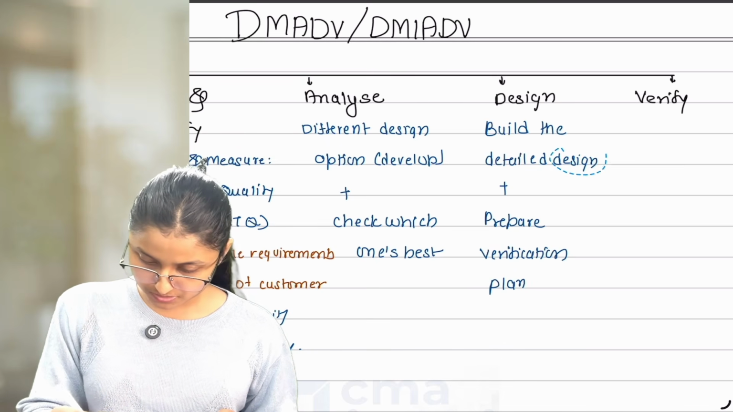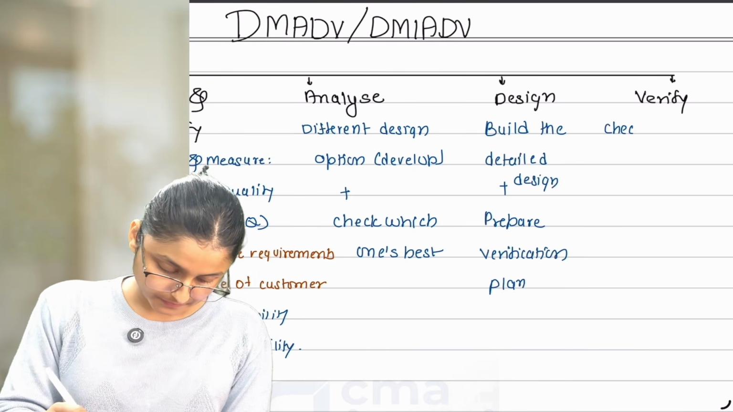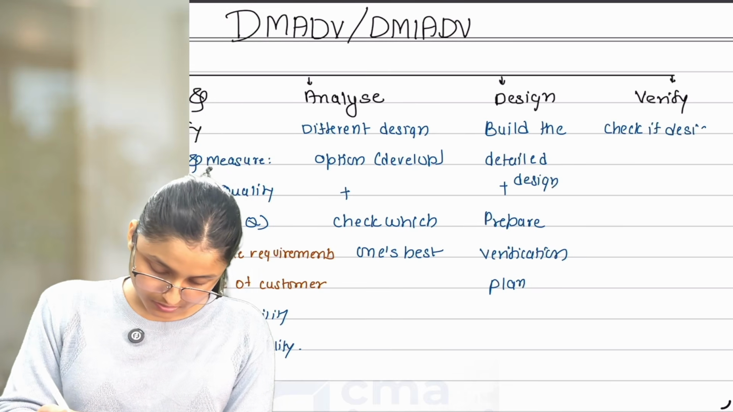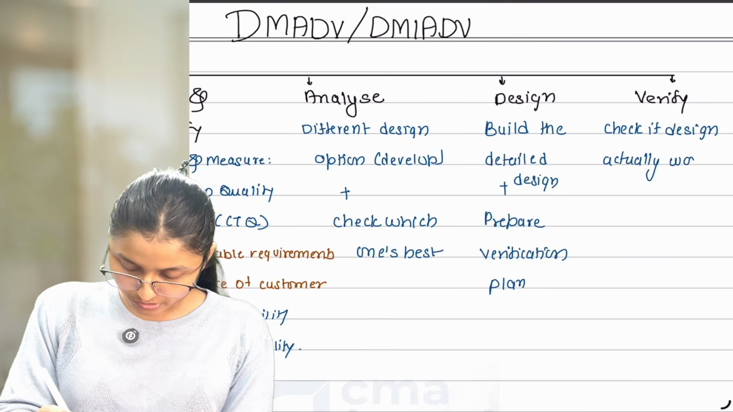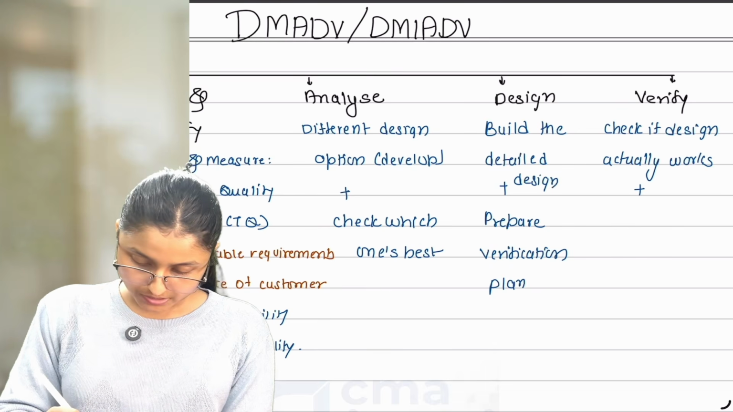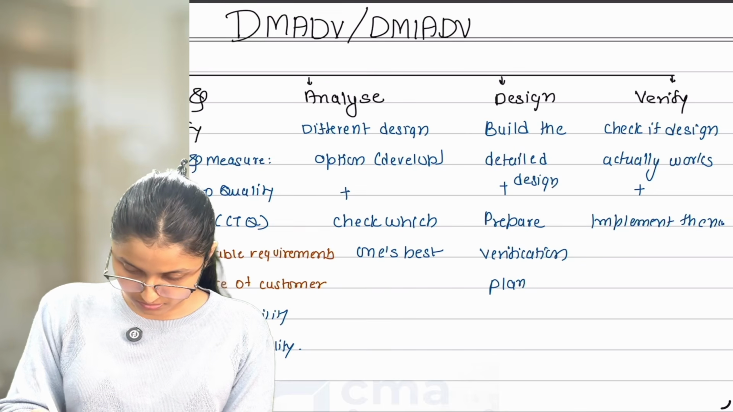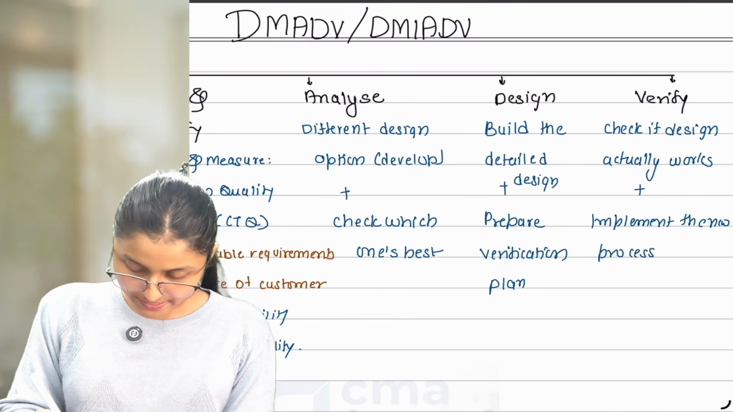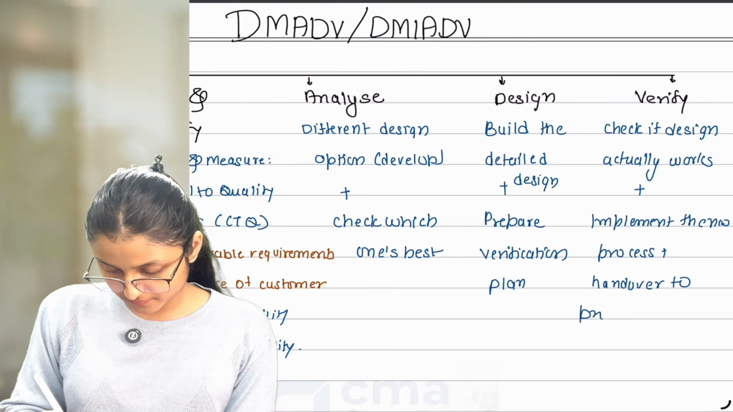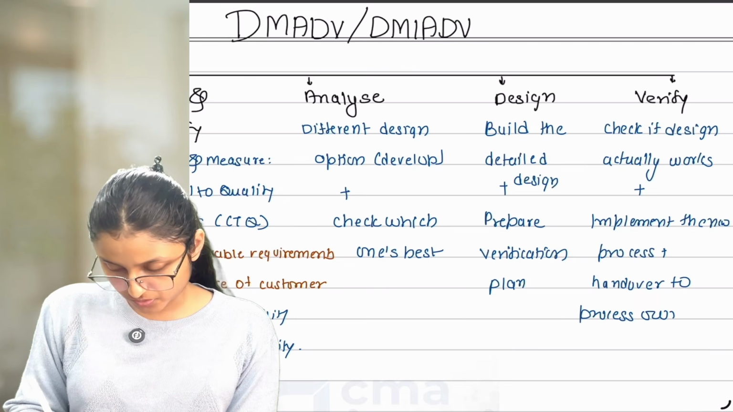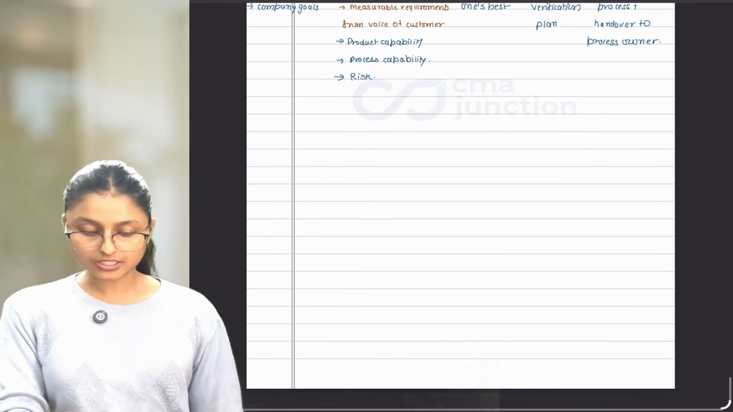Now the last step comes, which is verify. Check if the design actually works or not. If the design is actually working or not, we'll check that. Plus, implement the new process and hand over to process owners. Hand over the new process to the process owner. Done. This is DMAIDV or DMADV.